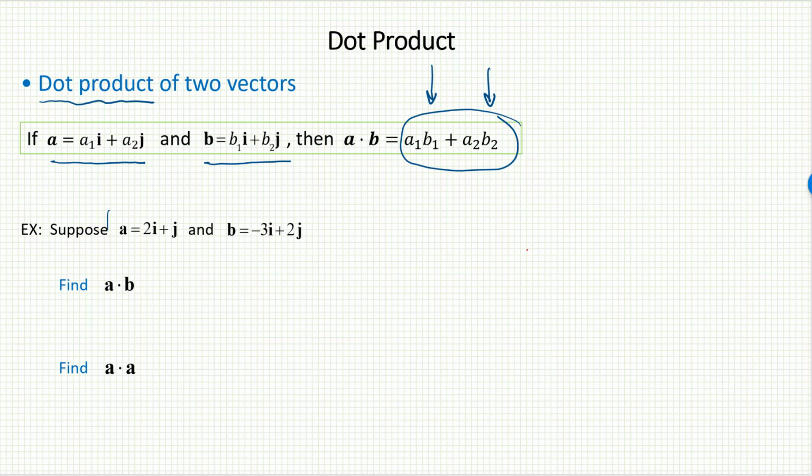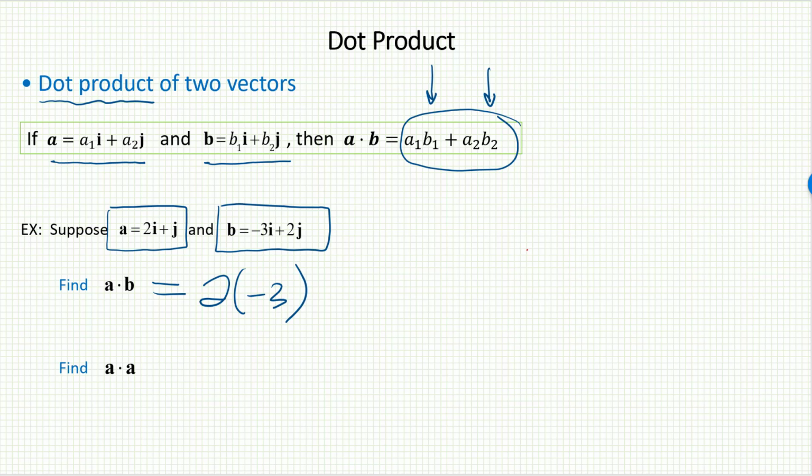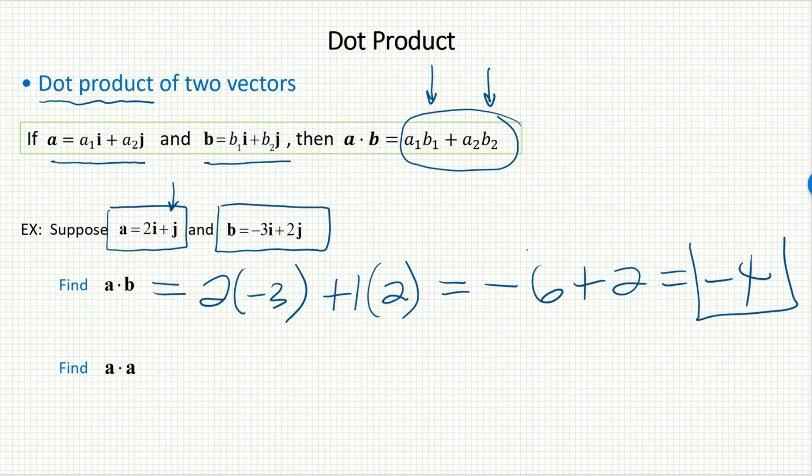So I've got vector A is 2i plus j, vector B is negative 3i plus 2j. I want to find the dot product of the two vectors. Well, according to the formula, all you do is multiply together the two horizontal components, the a1 and the b1, and then you add to that the product of the vertical components, which would be the 1 that's in front of this j right here, and the 2 that's in front of the other j. Work out that calculation and you're done. I'm going to get negative 6 plus 2, which is negative 4. Again, the answer to the dot product is just a number.